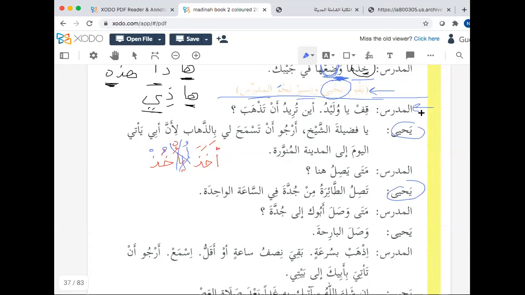المدرس: كيف يا وليد؟ ابن أين تريد أن تذهب؟ بارك الله فيك.